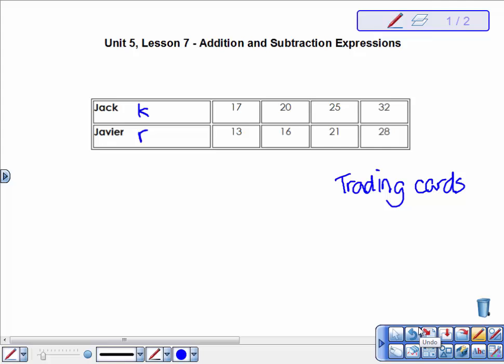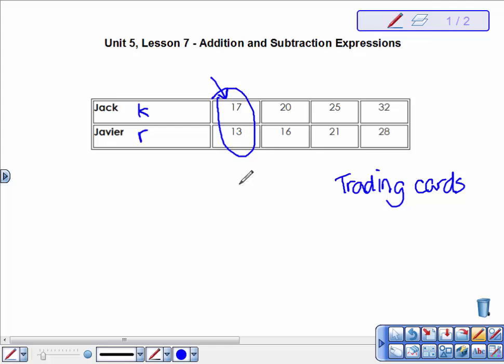Just like we did earlier in this unit, we're going to start step 1 by looking at the first set of information. So I see that if Jack has 17 trading cards, Javier has 13. Now I want to figure out, if I start with 17, how do I get to 13? So I need to think to myself, if I start with 17, what can I do to 17 to get 13? How can I go from 17 to 13? Well, 17 is bigger, so I'm getting smaller. So 13 is getting smaller.